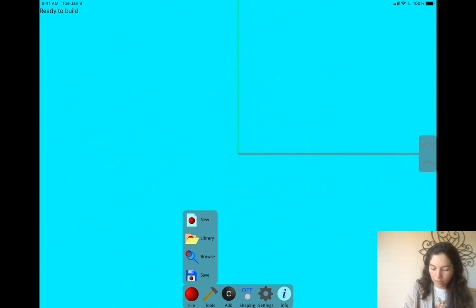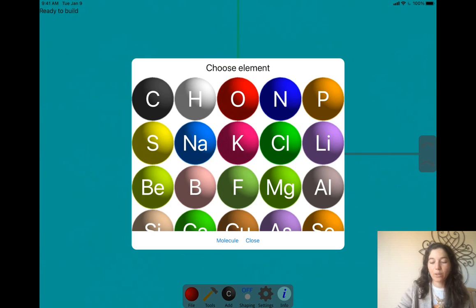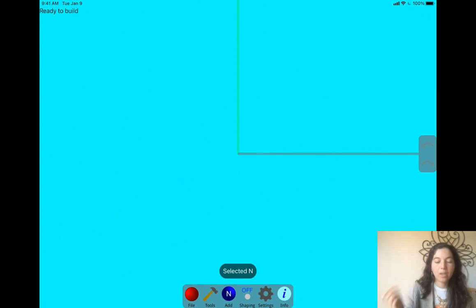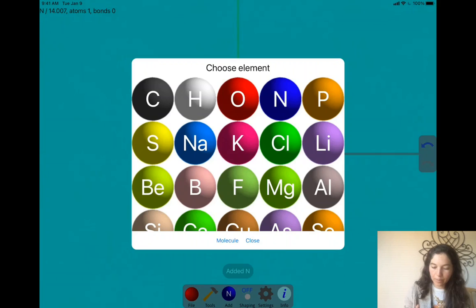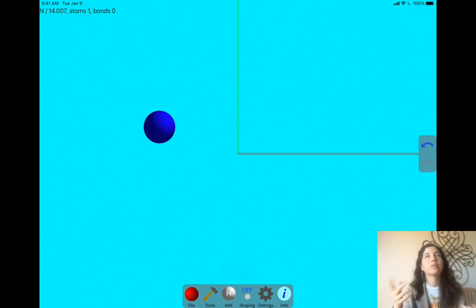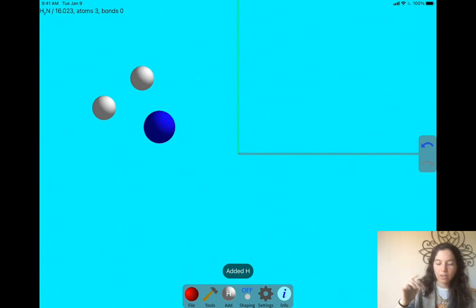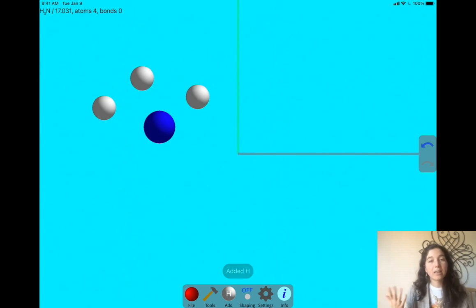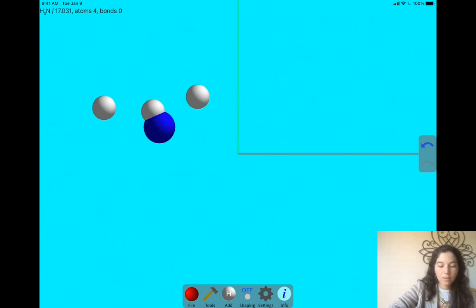Molecular Constructor. You can go down here where the File button is. You can go to Add, and you can select the element that you want to add. You can click once on your screen. You can add another one. So here for nitrogen, we're doing ammonia with our nitrogen trihydride. Sorry, 1, 2, 3. If you want to connect these by a bond, you simply click on one of them and drag it to the other.